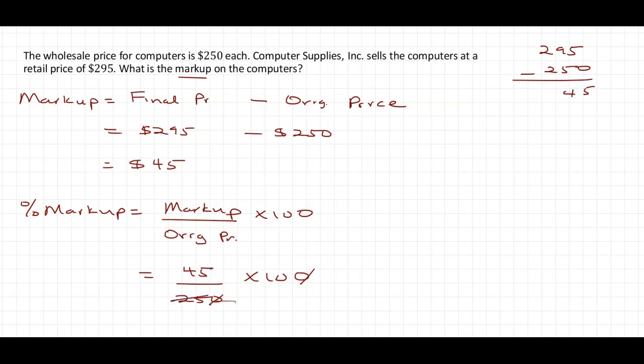And then I'm going to divide this by 5. I have 5 here, and then I have 9 here. I divide 5 by 5, 1. I divide 10 by 5, I have 2. So this is going to be 9 multiplied by 2, which is going to give me 18%. So there's an 18% markup on this item that is sold.